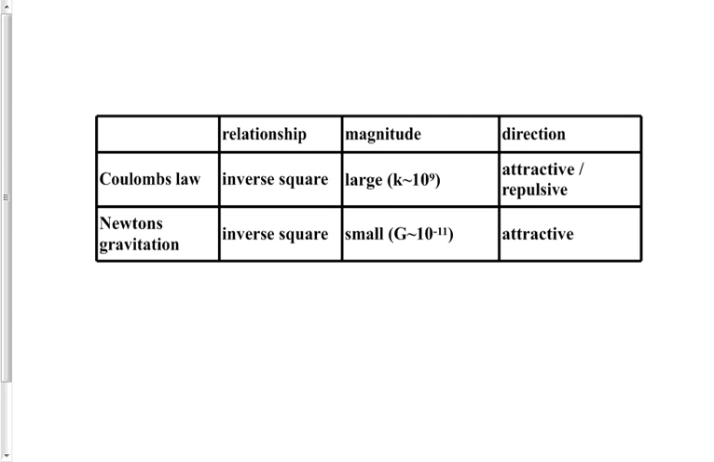Here's just a little summary that compares the two forces together, Coulomb's law and Newton's law of universal gravitation. They're both what we call inverse square relationships. In other words, F, whether we're talking about Coulomb's law or gravity, is inversely related to the square of the distance. A graph of F versus R would look like this.